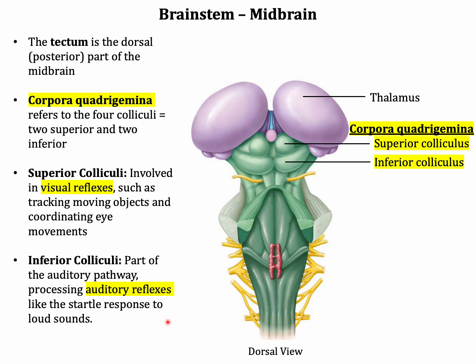Similar with the inferior colliculus, but these contain auditory reflex centers. So involved with even like a startle response, right? We hear a loud noise, we turn toward it, we want to try to identify where that sound came from. So superior visual reflexes, inferior auditory reflexes.